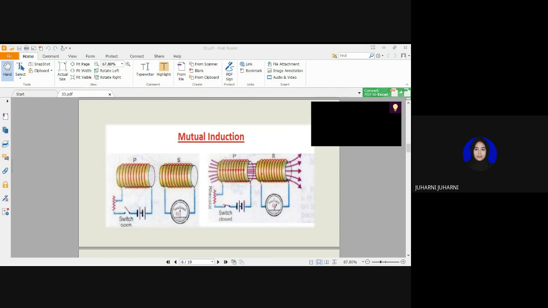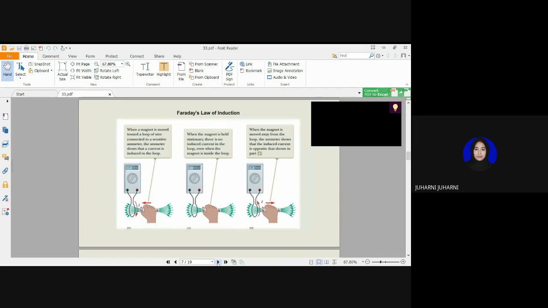Next we will talk more about Faraday's law of induction. When a magnet is moved toward, we have a galvanometer here.